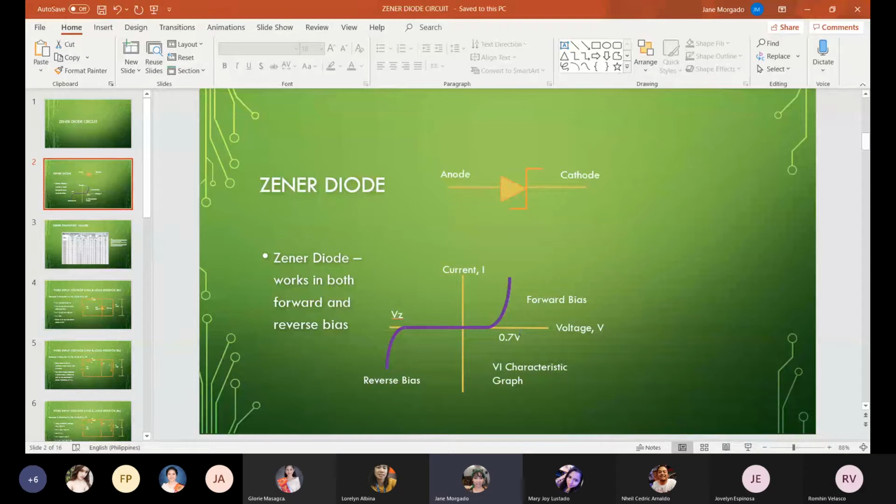Okay? So Zener diode works in both forward and reverse bias. If it is connected in forward bias, it exhibits the same characteristic as the ordinary diode, so you'll be able to measure 0.7 across the Zener diode. But if it is connected in reverse bias, you'll be able to measure the voltage across equal to Vz. Zener diode talaga is usually used in reverse bias. It is normally used as a voltage regulator.